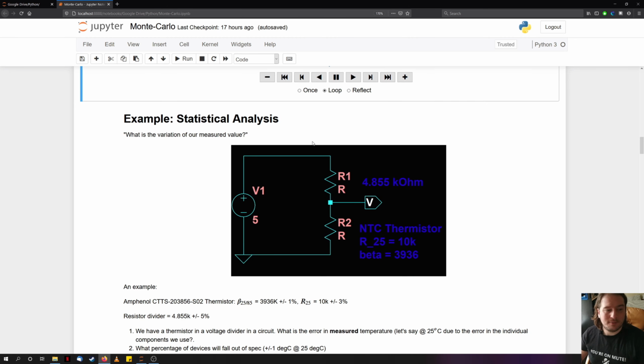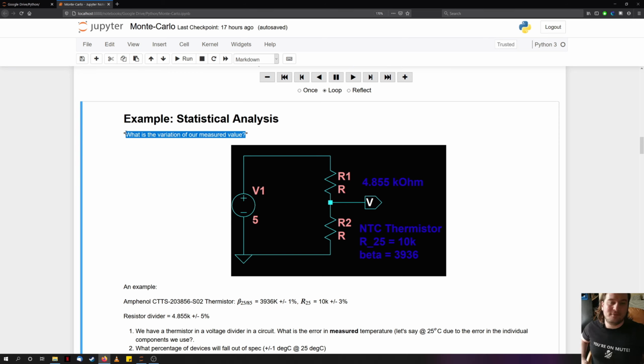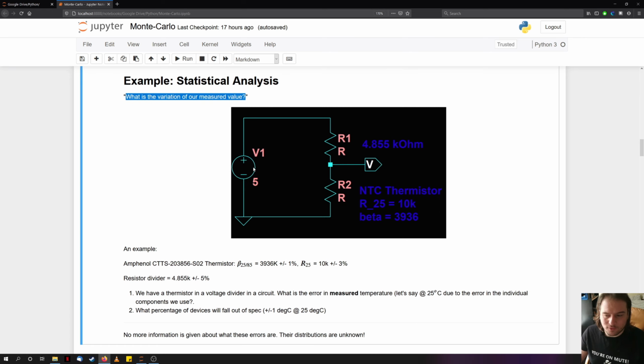And here's another example. If you do some statistical analysis, the overall question we're going to try and answer is, what is the variation of our measured value? What does that mean? In this example, we have a voltage source, delivered as 5 volts. We then have a voltage divider formed by 2 resistors, R1 being 4.85 kilo ohm, and R2 being an NTC thermistor.